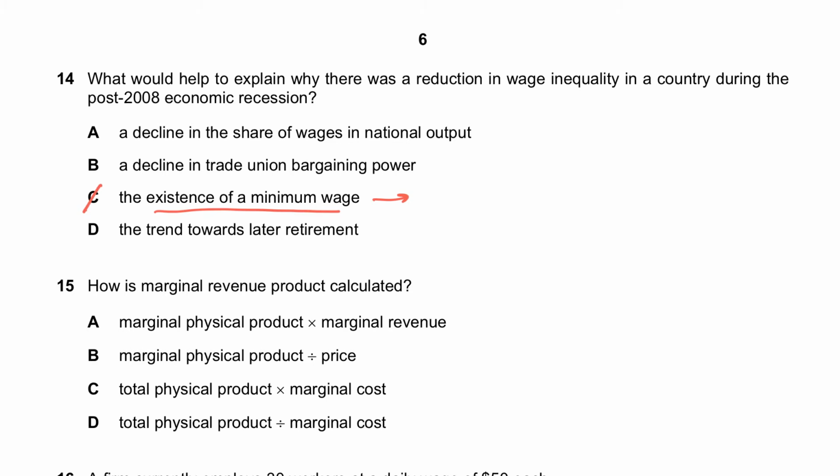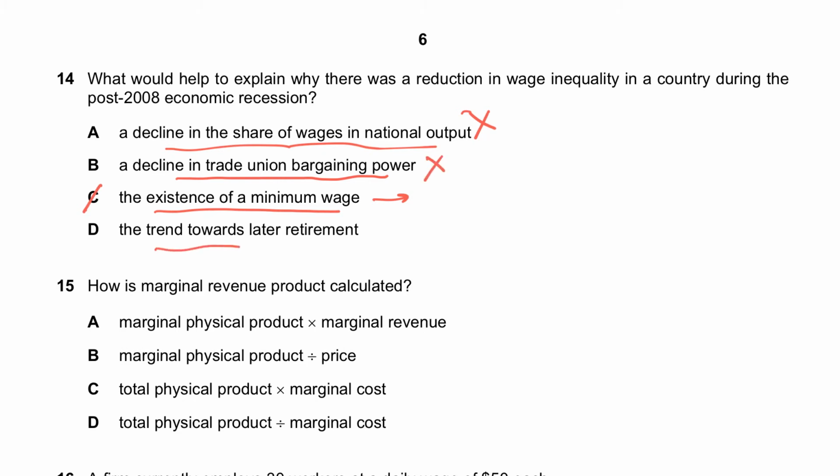But let's also look at other answer choices, why other choices are wrong. A decline in the share of wages in the national output means basically overall wages are going down, so that doesn't make sense. A decline in the trade union bargaining power means if trade unions lose power, then basically wages will go down and not go up, so that doesn't make sense either.